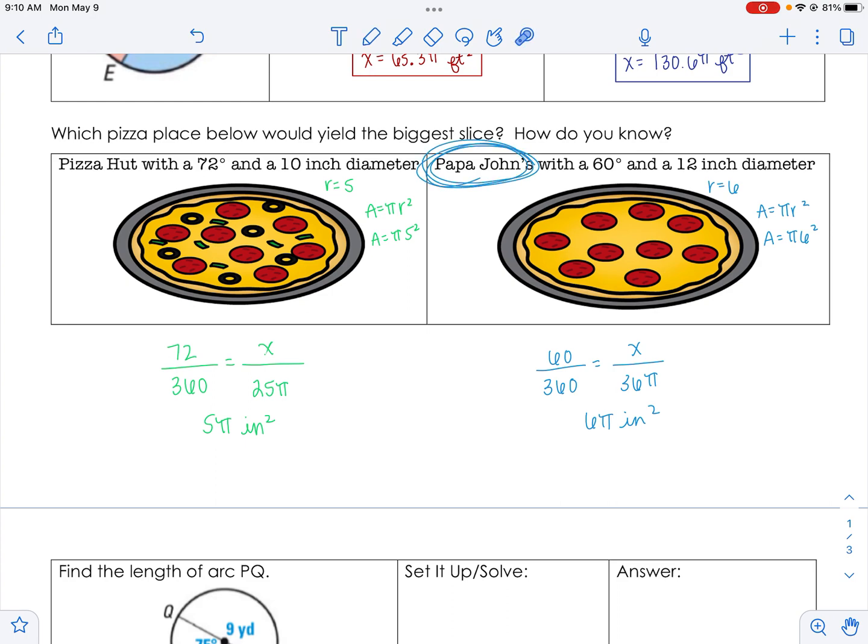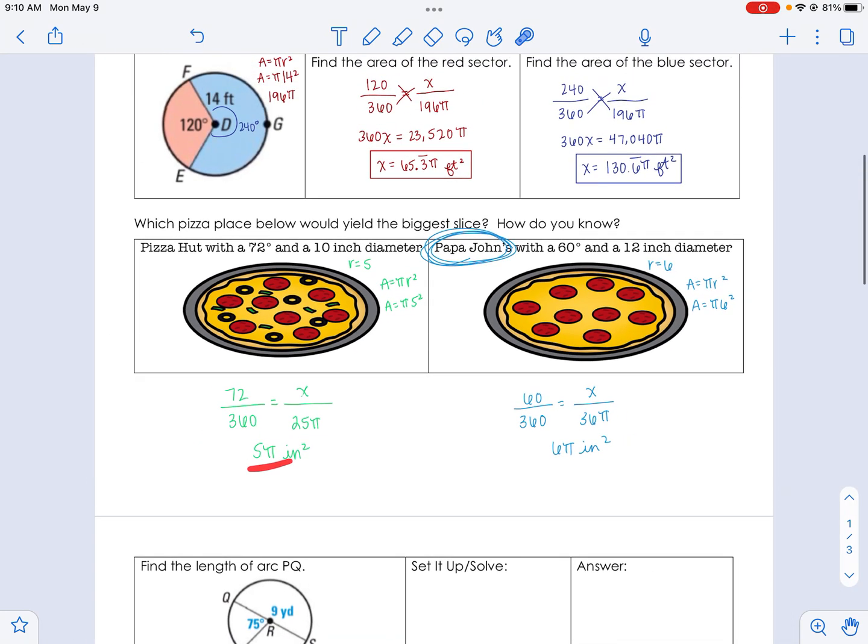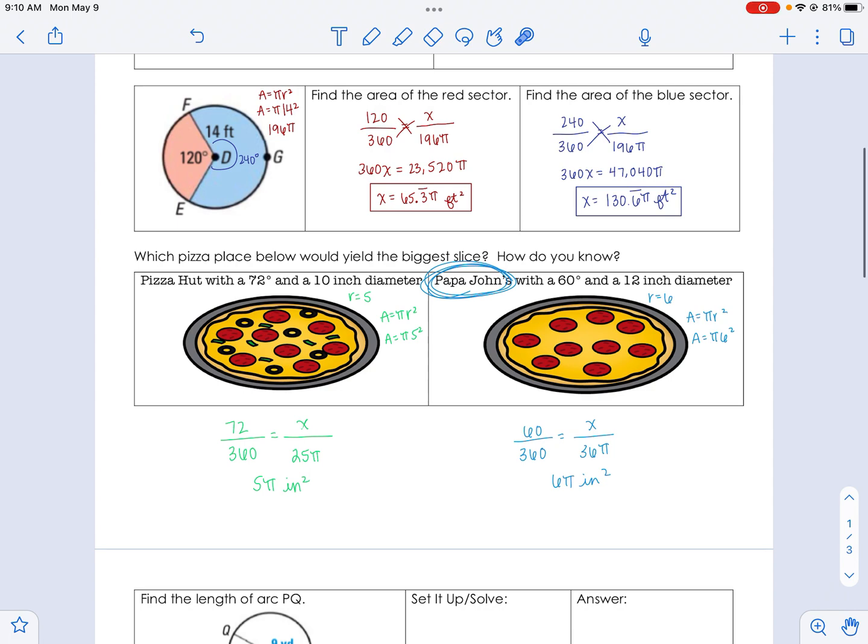And if I asked you, how do you know? You would say, well, one slice has an area of 6 pi inches squared, while the other one has an area of 5 pi inches squared. And 6 pi is clearly bigger than 5 pi. So that's how we find our sector area.